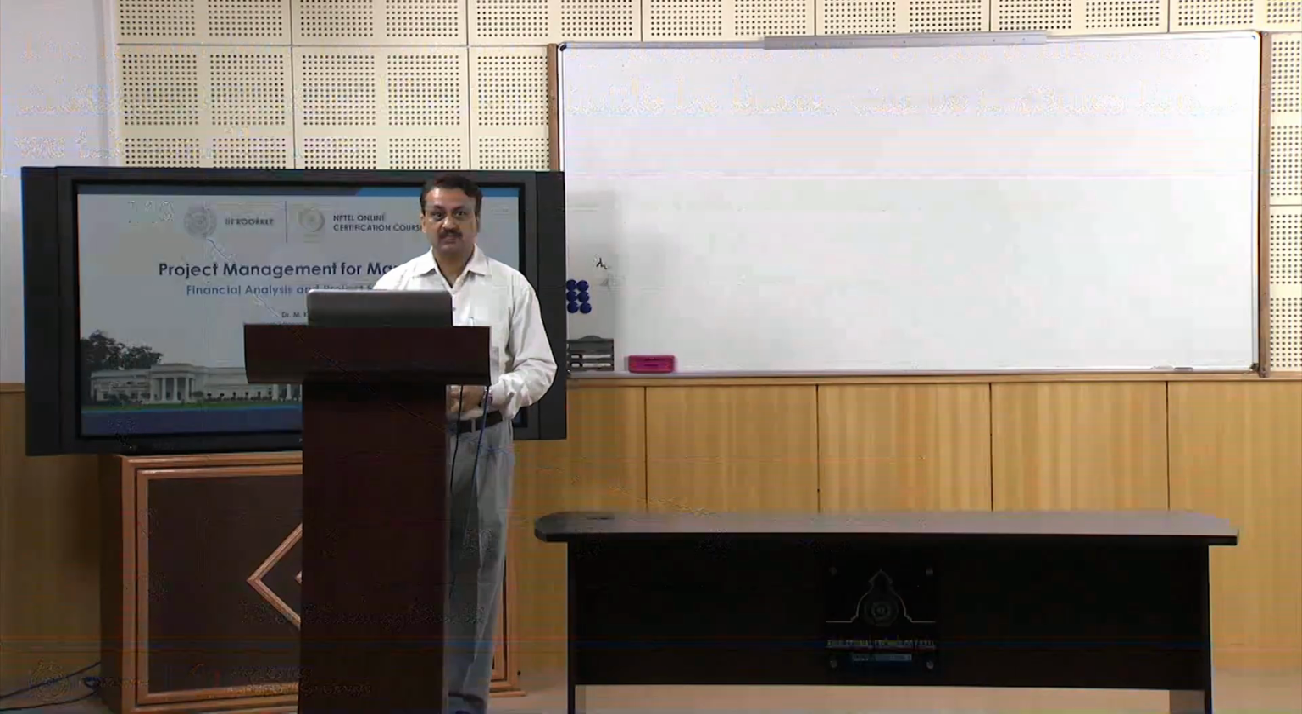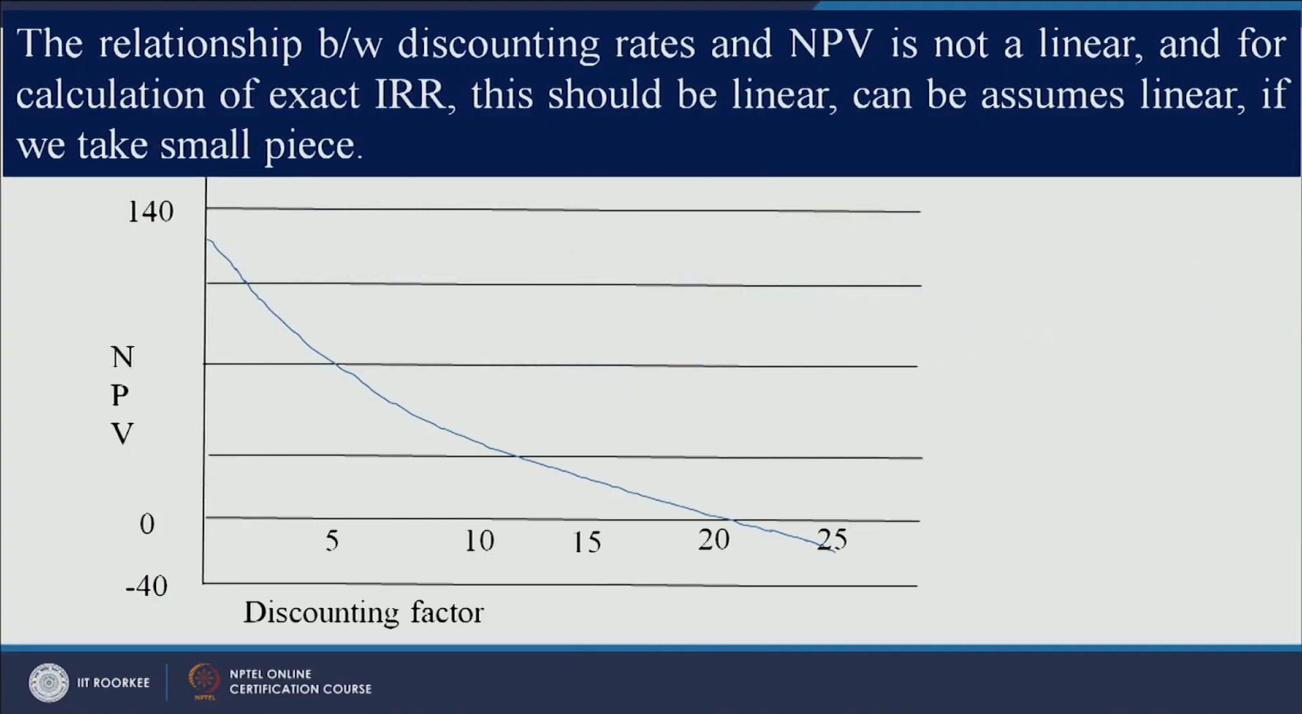So, this is the relationship between discounting rate and NPV. Just look at this graph. Here on the y axis you have got NPV and on the x axis you have got the discounting factor. When you increase the discounting factor from 5 to 10, your NPV comes down, right, and you need to increase the discounting factor until that point when you reach NPV equal to 0, right. That is the relationship between these two, and this relationship is not linear, right.